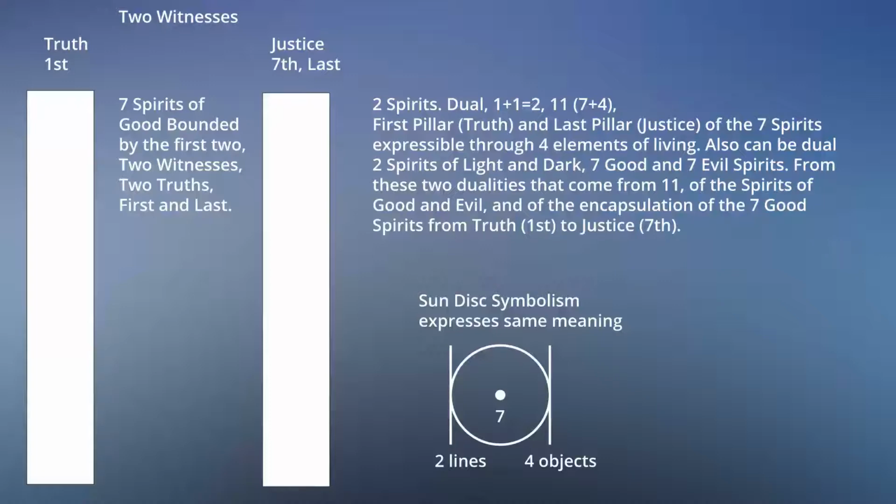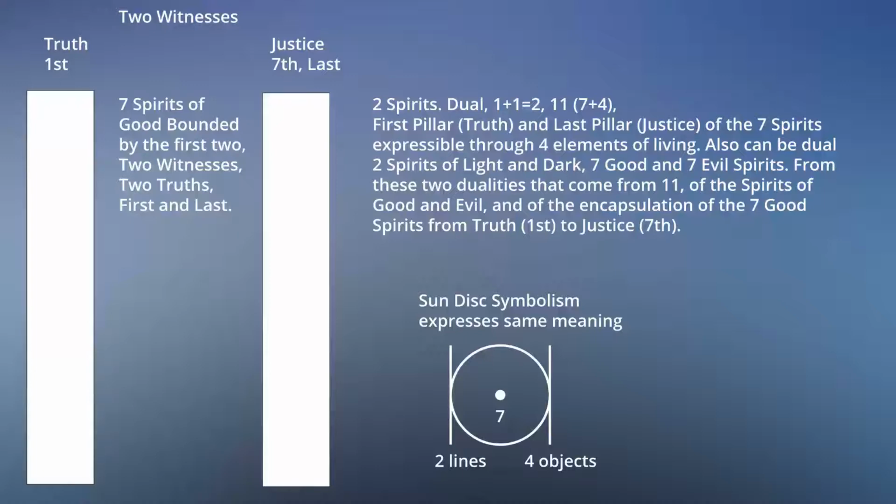So again, we have the sun disk symbol of the circle with the dot and the two lines. You have the two lines again with two, and you have four objects. You have two lines, one circle, and one dot. So that's four objects. And the seven, I guess, symbolic of the central core kernel source as being a symbolic representation of the seven in between.